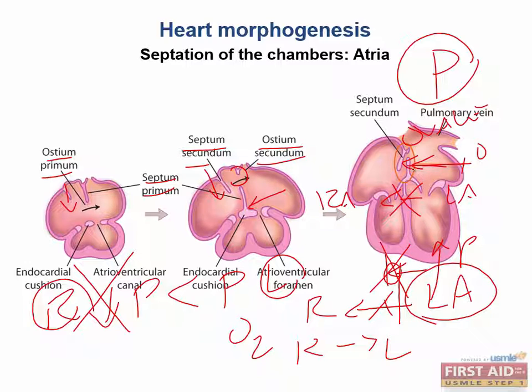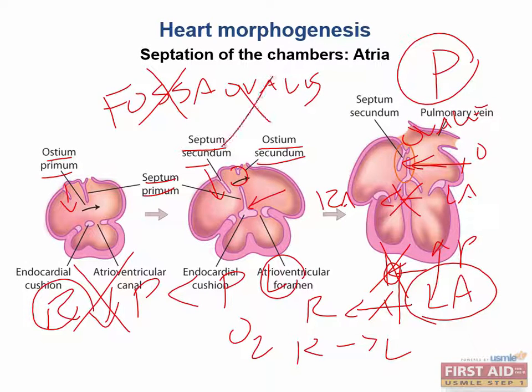Eventually the surfaces will fibrose together and this obliterates the potential for any abnormal communication. Now the small depression that's seen after the fibrotic fusion is a remnant of the foramen ovale called the fossa ovalis. So what happens if this fusion does not occur and you do not get a fossa ovalis?